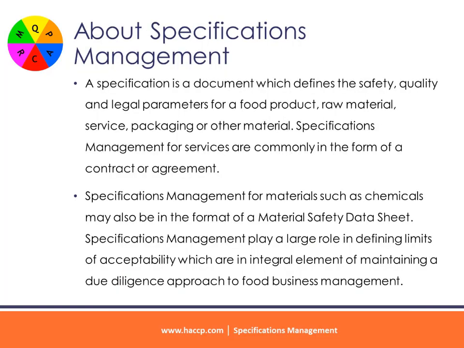About specifications management. A specification is a document which defines the safety, quality and legal parameters for a food product, raw material, service, packaging or other material. Specifications management for services are commonly in the form of a contract or agreement. Specifications management for materials such as chemicals may also be in the format of a material safety data sheet. Specifications management play a large role in defining limits of acceptability, which are an integral element of maintaining a due diligence approach to food business management.